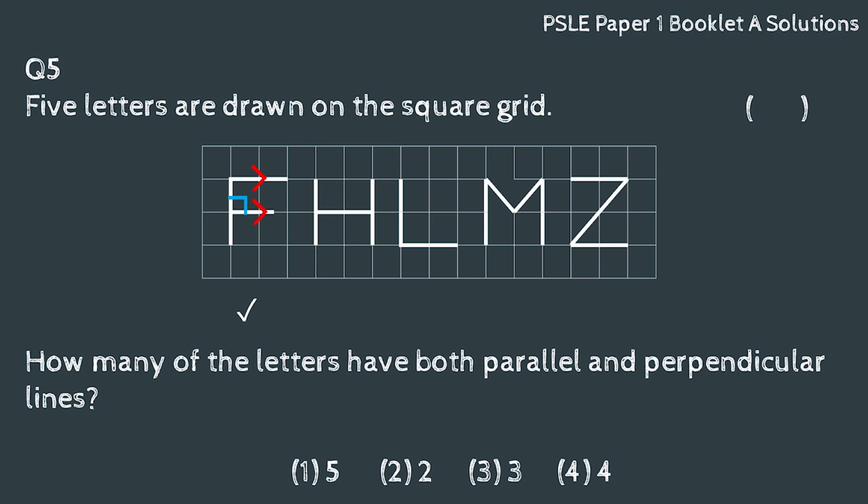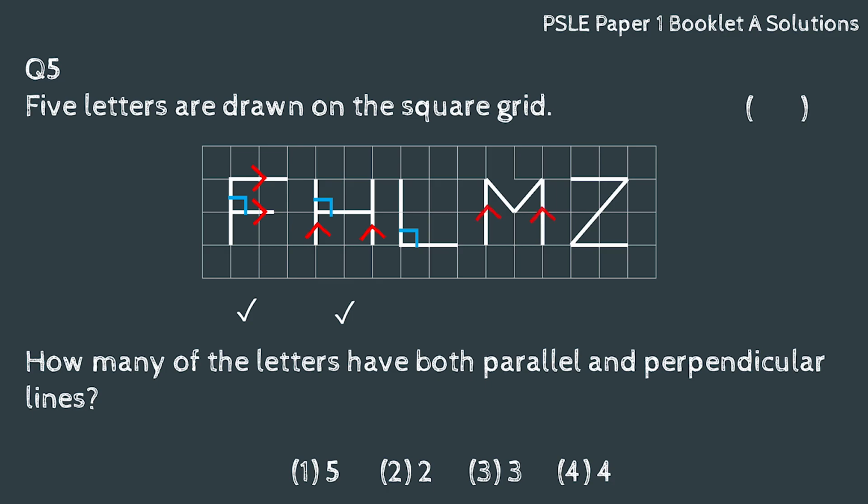For the letter H, there are also both parallel and perpendicular lines. So, we can also put a tick. For the letter L, there is only perpendicular line, which does not meet the question requirements. Hence, we can ignore this letter.